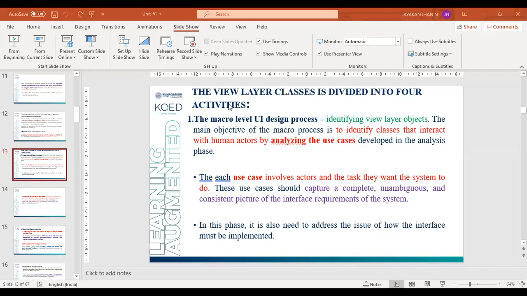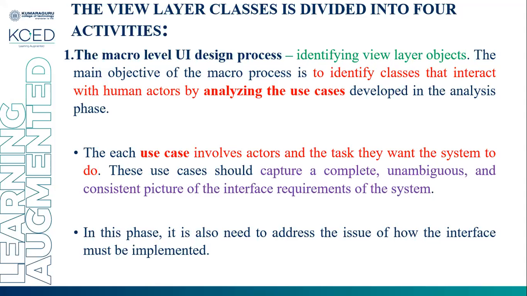We start from the view layer design activities, which we will revise once. Identifying view layer classes is divided into four activities. We see the four activities. Once again, we revisit it, and we'll go for the macro level design process straight away. The macro level UI design process: identifying the view layer objects.